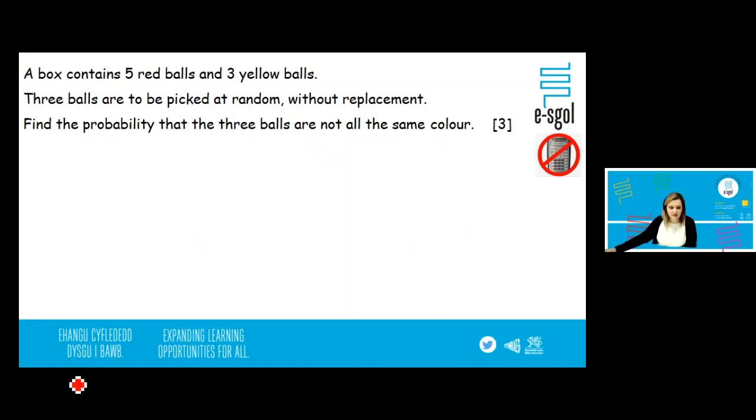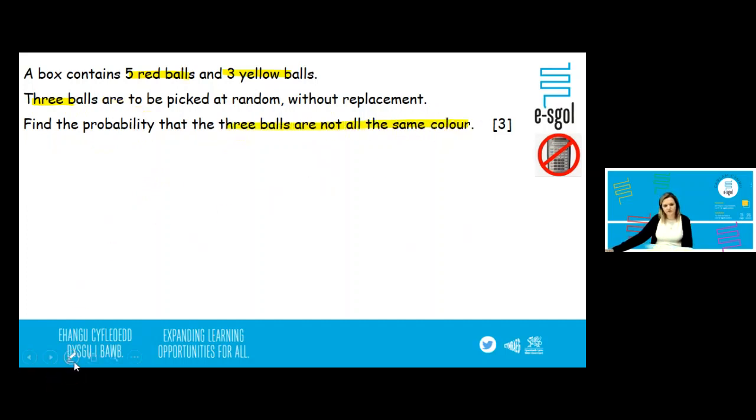Okay, so start by picking out your key information in this question. We have a box contains 5 red balls and 3 yellow. 3 balls are chosen at random without replacement. Find the probability that the 3 are not all the same colour.